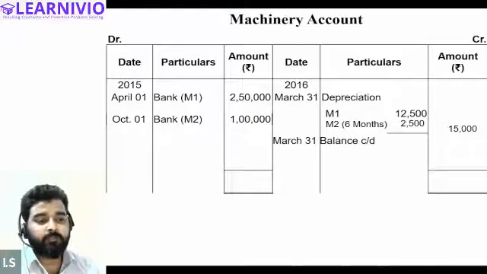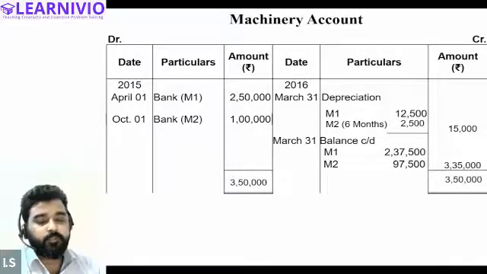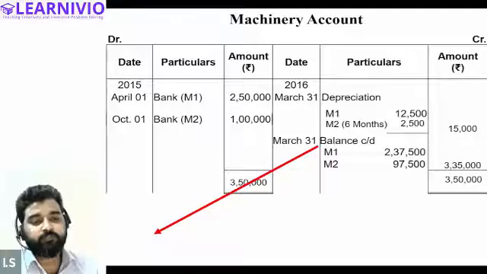So the closing balance for both the machines will be 3,50,000. This is the closing balance of the machines in the year 2015-16. Now we will carry this forward to the next year, where it will be treated as the opening balance for 2016-17.